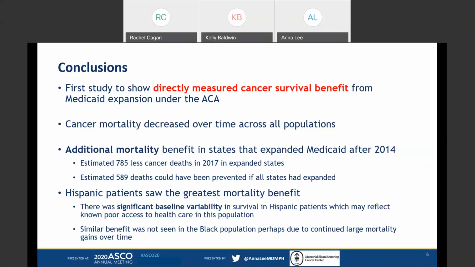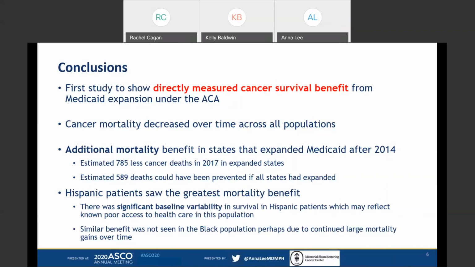In conclusion, this is a first study to show a directly measured cancer survival benefit from Medicaid expansion. We found that cancer mortality decreased over time across all populations, with additional benefit in states that expanded Medicaid after 2014, which translated into an estimated 785 less cancer deaths in 2017. It is estimated that an additional 589 cancer deaths could have been prevented if non-expanded states had expanded Medicaid. Of the subpopulations assessed, Hispanic patients seem to reap the most benefit with the greatest additional mortality decrease.